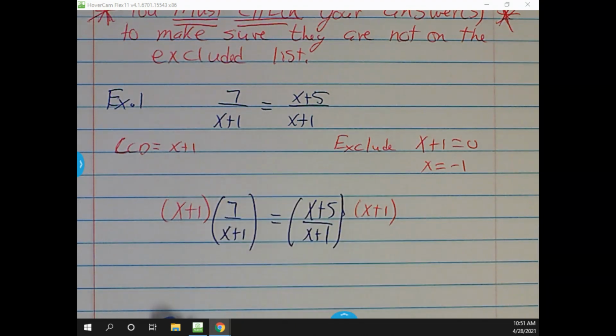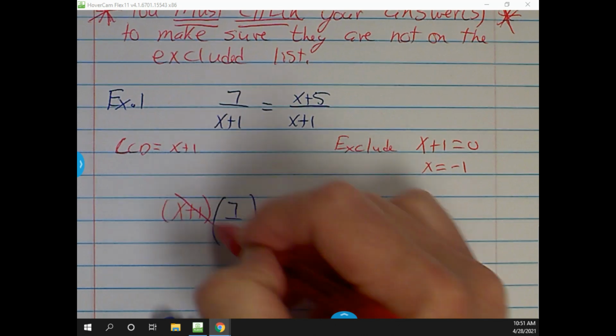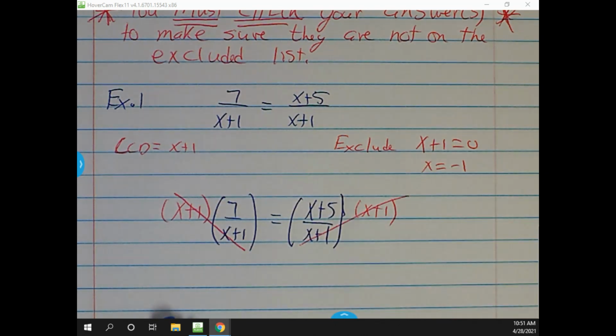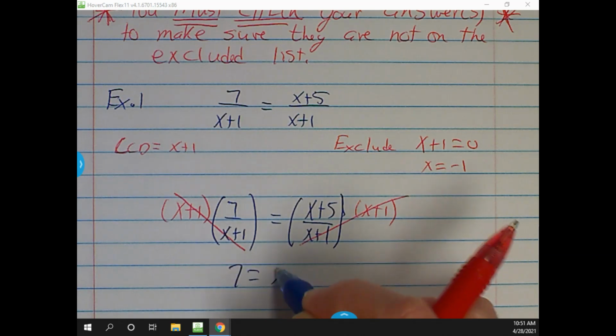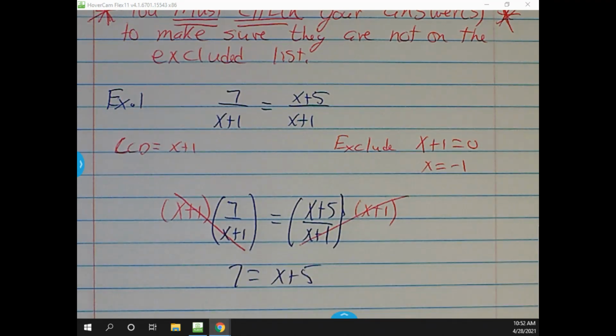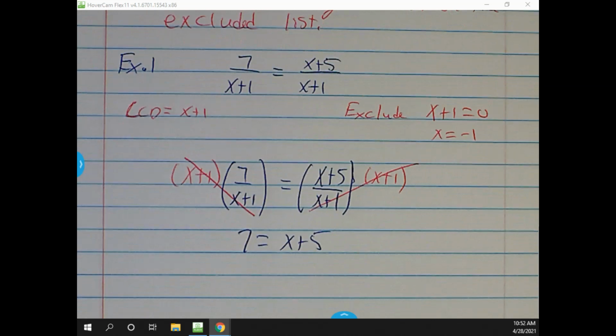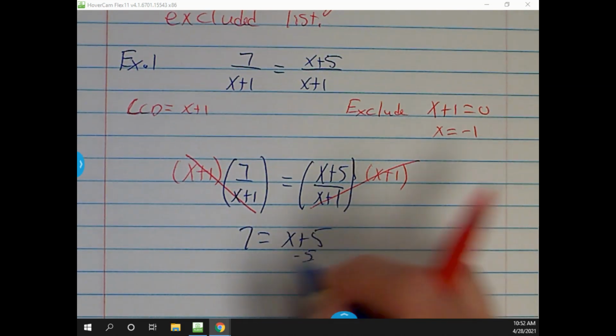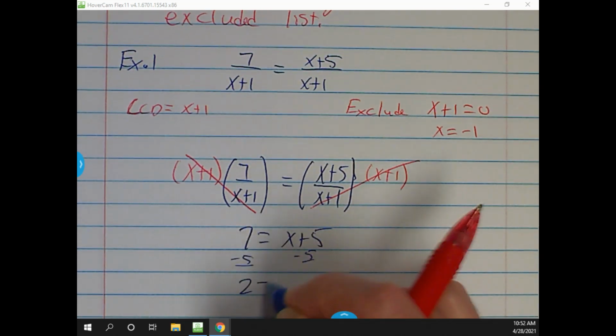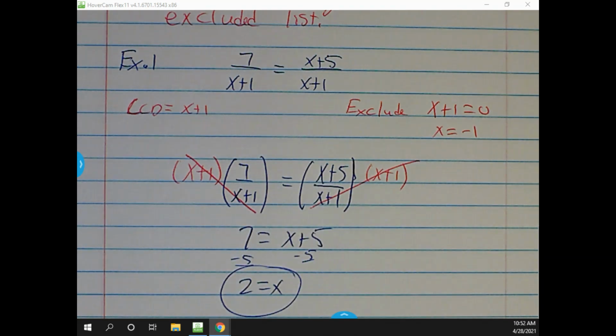Okay, and here's the good thing about doing that. This will cancel this, and this cancels that. So 7 is equal to x plus 5. Just subtract 5 from both sides, which means that x is equal to 2.